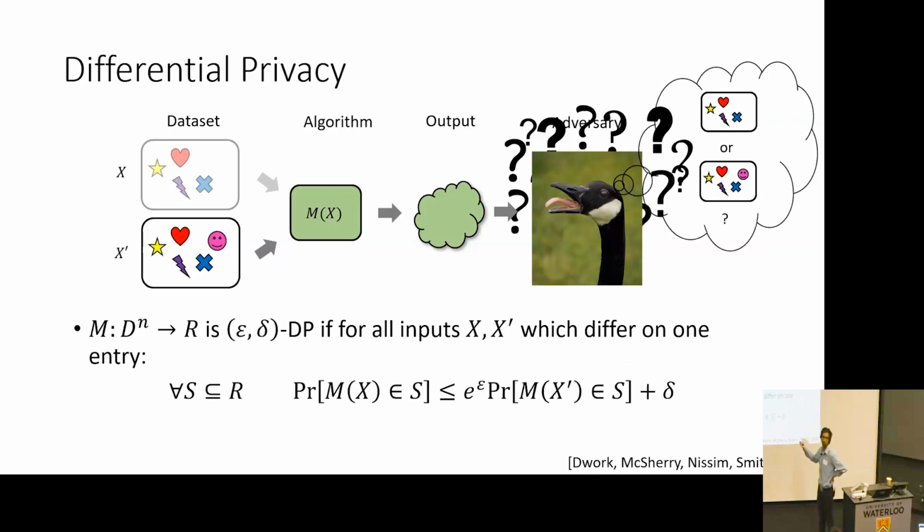And here's the formal definition. If you haven't seen it before, then this is probably gobbledygook. But it's like the distribution over outputs is similar for the algorithm run on x and the algorithm run on x prime, which differ in one input.